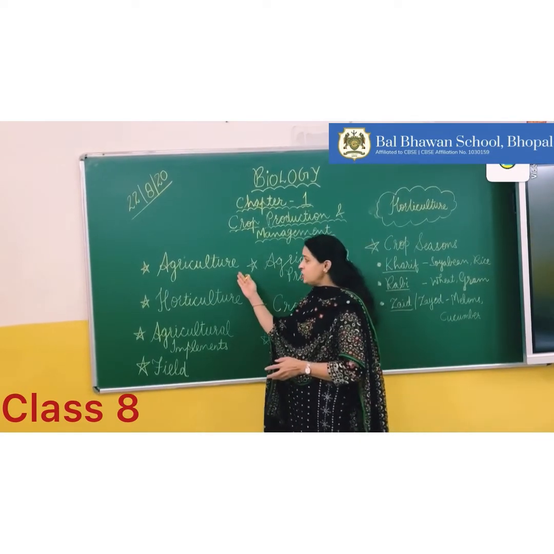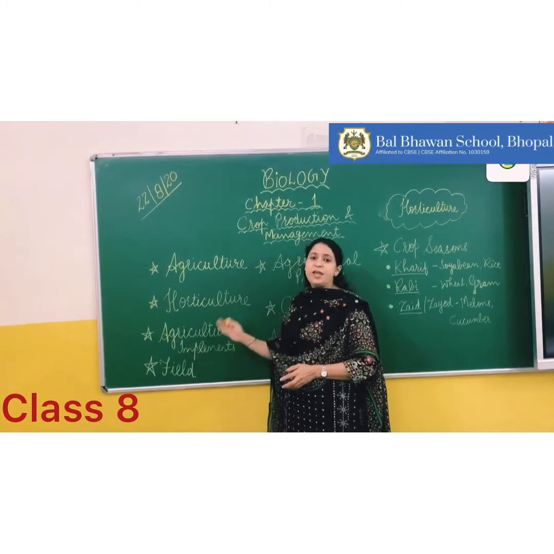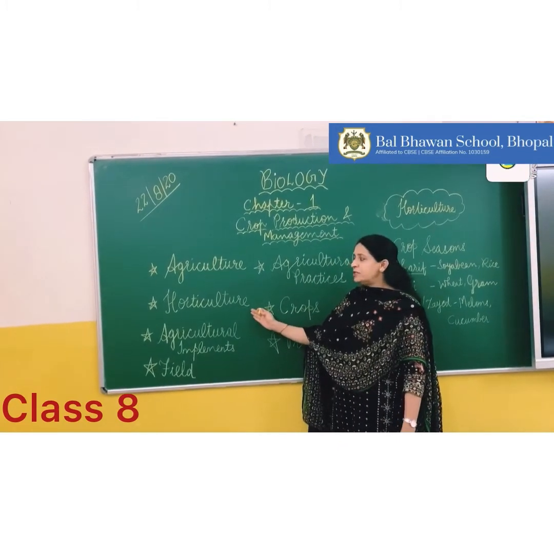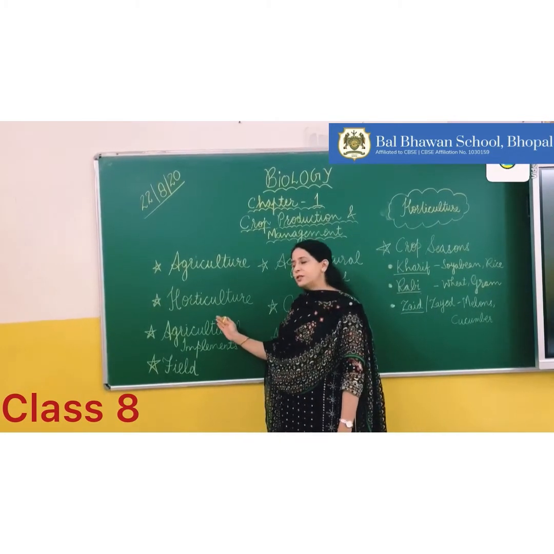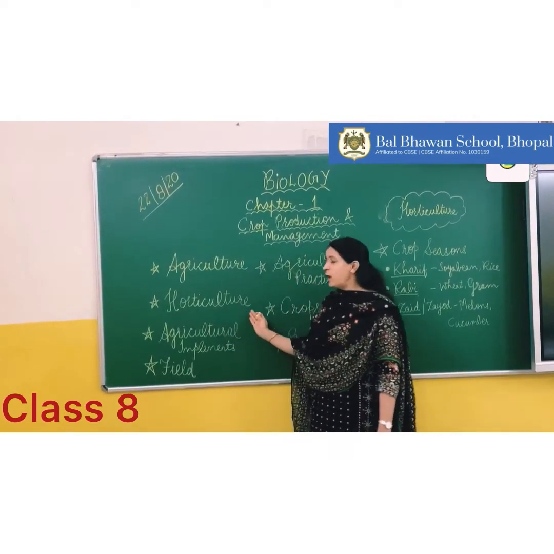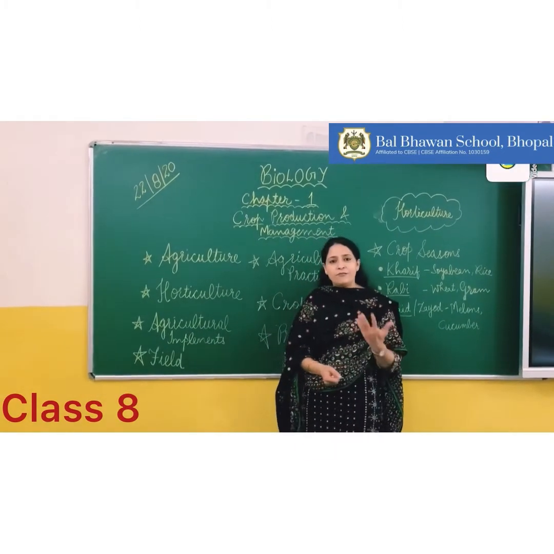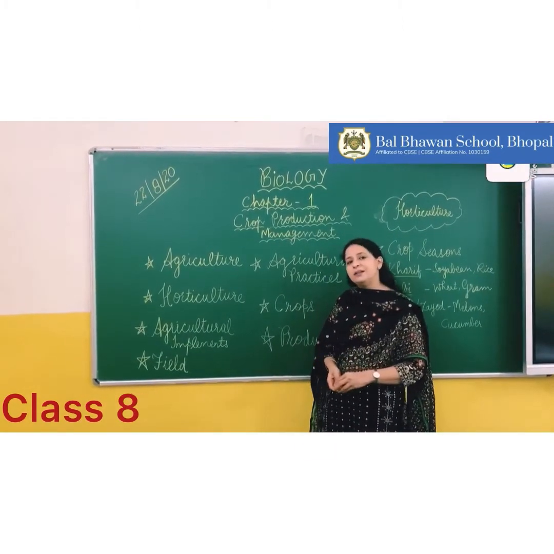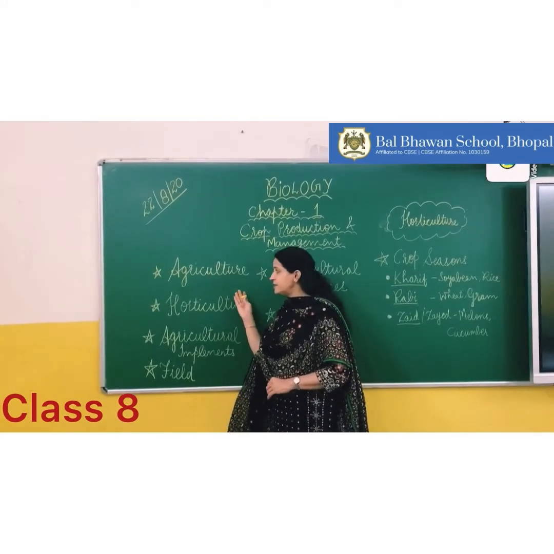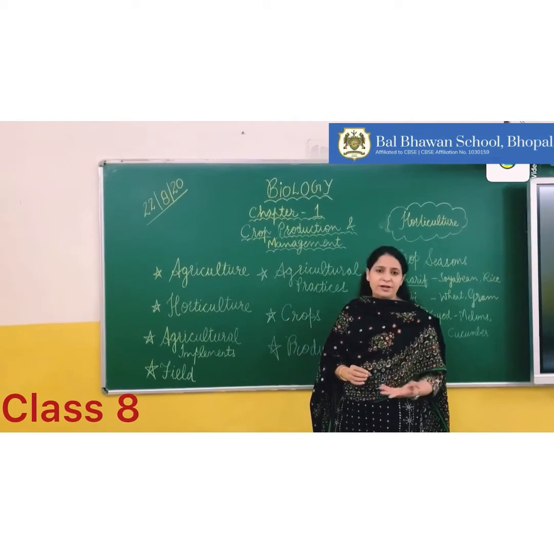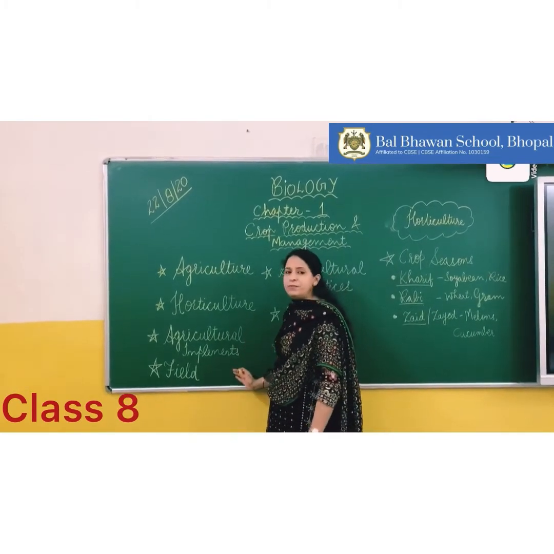Now horticulture is also related to agriculture. In horticulture, the flowers, the flowering plants, vegetables and fruits are grown. So horticulture is the cultivation of flowering plants, fruits and vegetables. There are certain things you need to remember regarding agriculture. Agriculture includes agricultural implements.